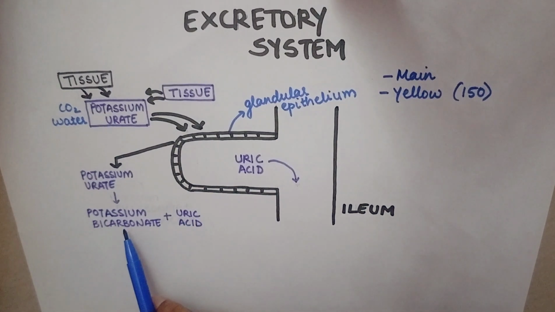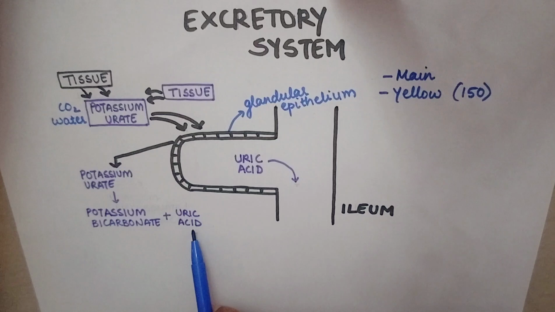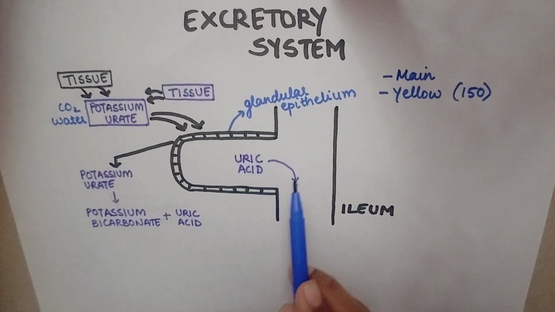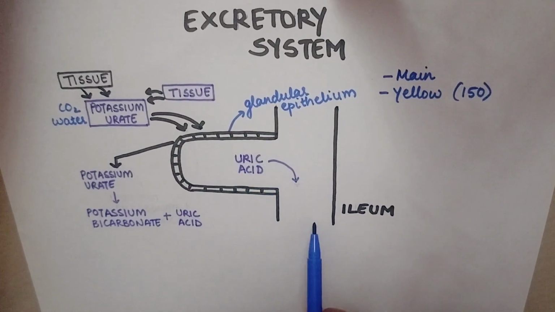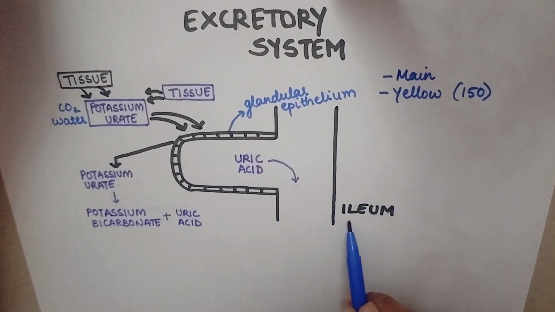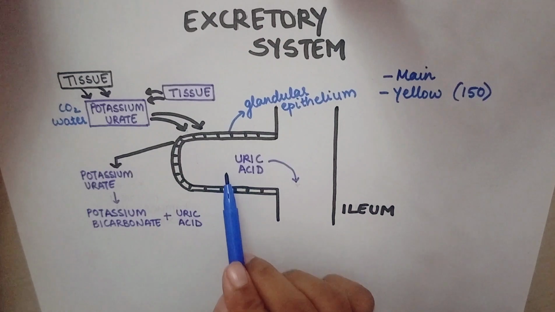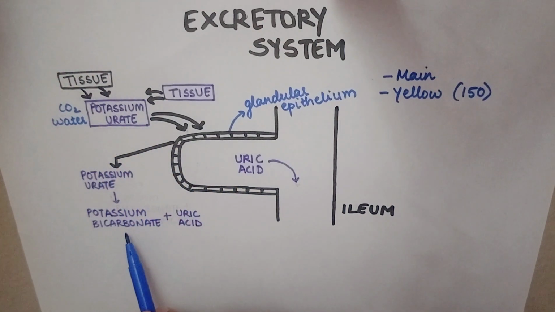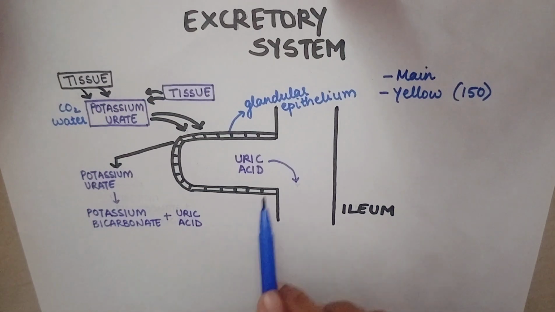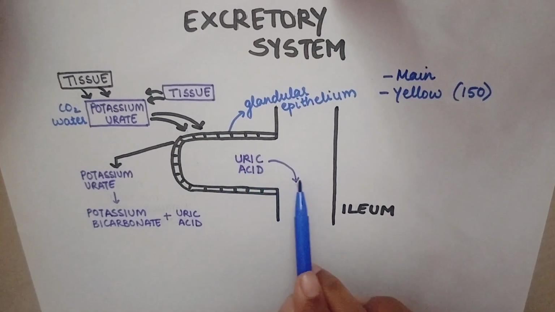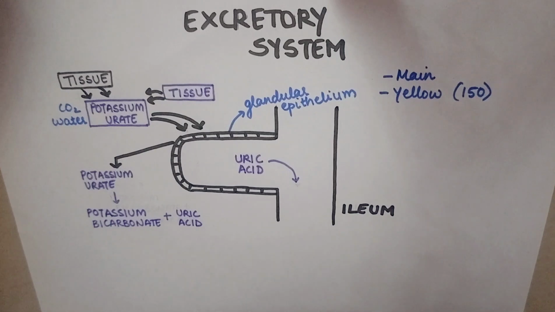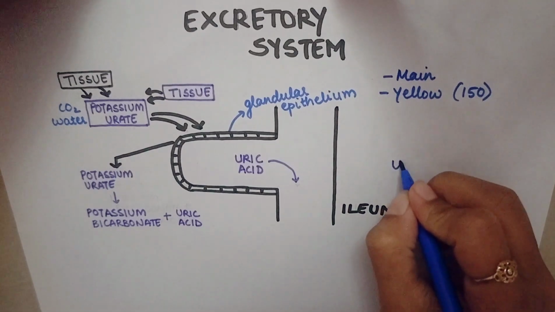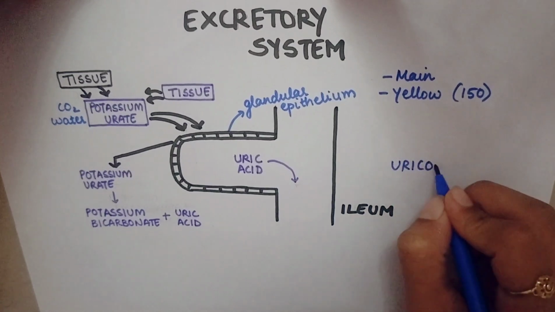Potassium bicarbonate plus uric acid, and this uric acid will be released into the next structure, that is the proximal part of the hindgut, that is the ileum. So, Malpighian tubules will convert the potassium urate into potassium bicarbonate plus uric acid, and this uric acid will be released into the ileum. Just because the cockroach excretes out uric acid, it is also known as a uricotelic animal.